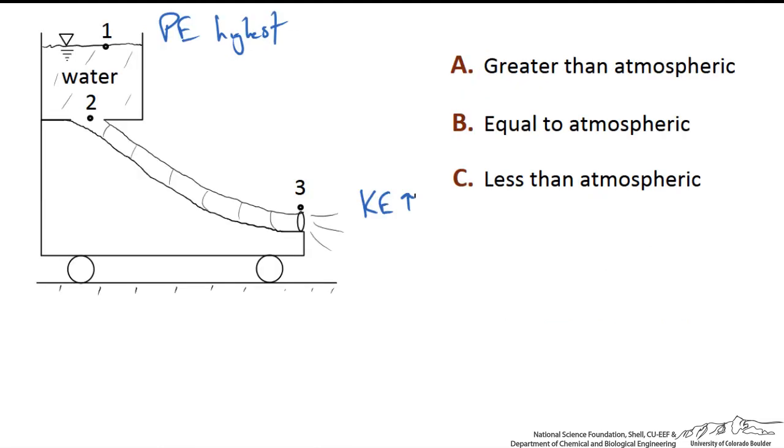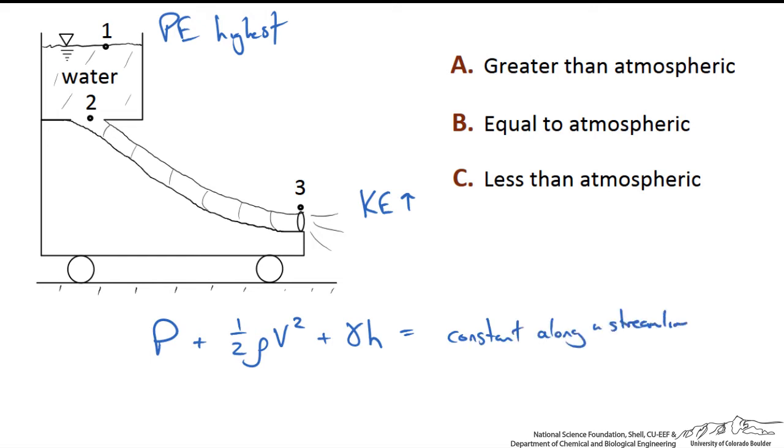Now, if we look at the Bernoulli equation that was derived from performing a force balance on a differential fluid element, we get the following result, in which we have a pressure term plus a kinetic term plus our potential term. And this is constant along a streamline. And there's some other assumptions that go along with it, and we won't go into detail here.